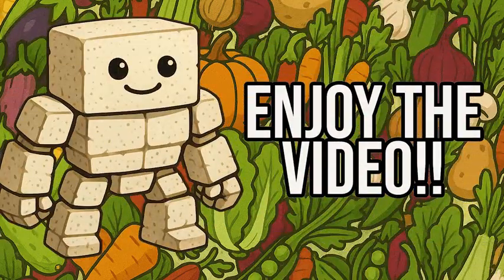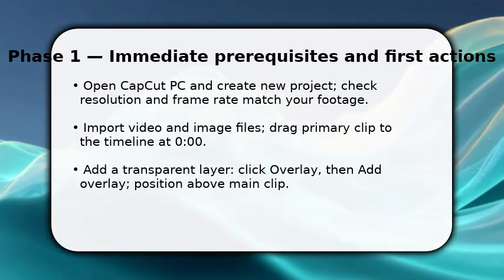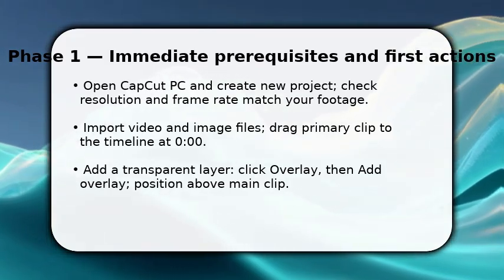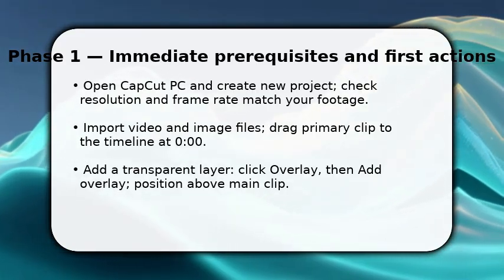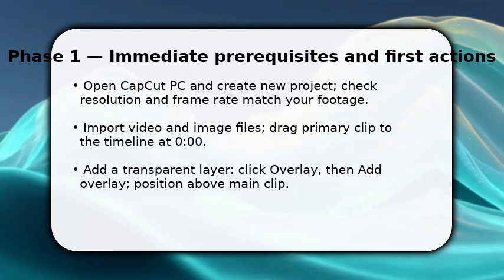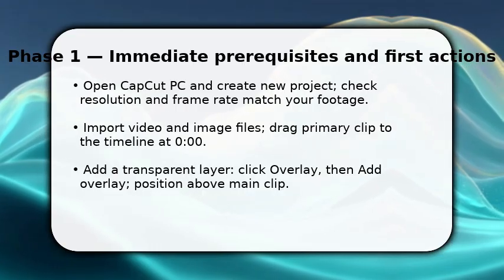Please enjoy the video. You start by opening CapCut PC and making a new project. Set project resolution to match your source. Next, import the video and any images, then drag the main clip to the timeline so editing begins at 0, 0, 0. Once done, add an overlay layer.